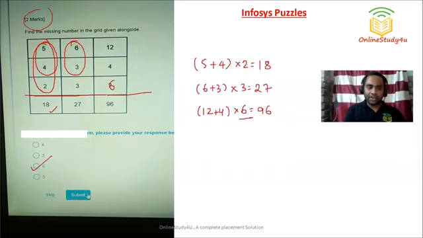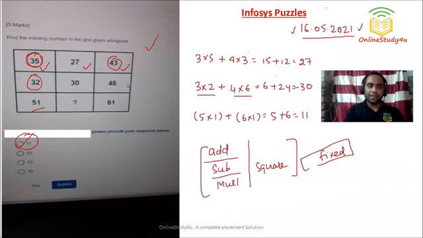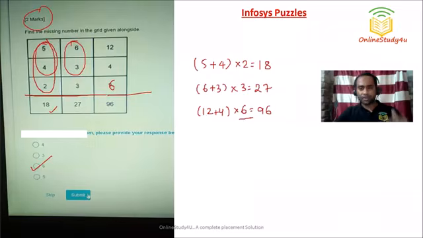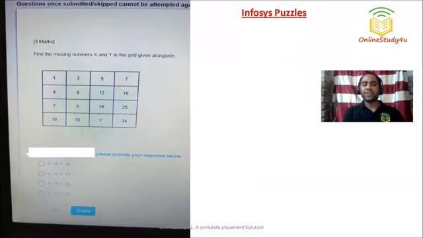Friends, this particular question was of 2 marks, and the previous question was of 3 marks. So in your Infosys exam for puzzles you will be getting different marks. 2 marks and 3 marks questions will be there. Now the next 3 marks question: find the missing numbers x and y in the grid given alongside.